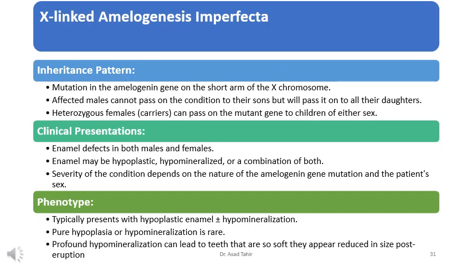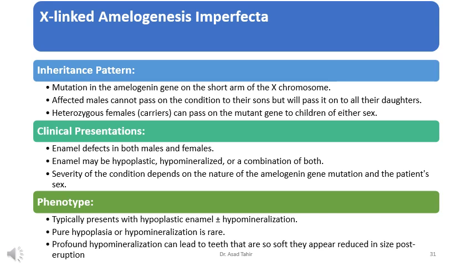X-linked amelogenesis imperfecta. Inheritance pattern. Mutation in the amelogenin gene on the short arm of the X chromosome. Affected males cannot pass on the condition to their sons, but will pass it on to all their daughters. Heterozygous females, carriers, can pass on the mutant gene to children of either sex.